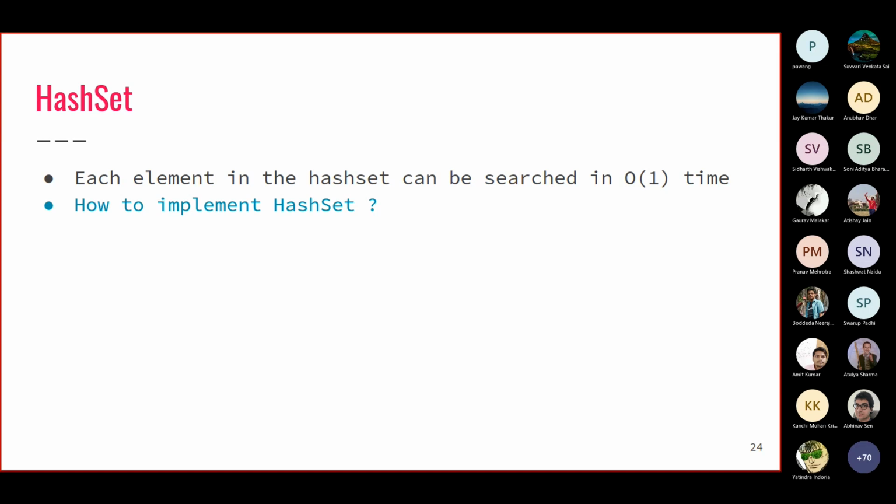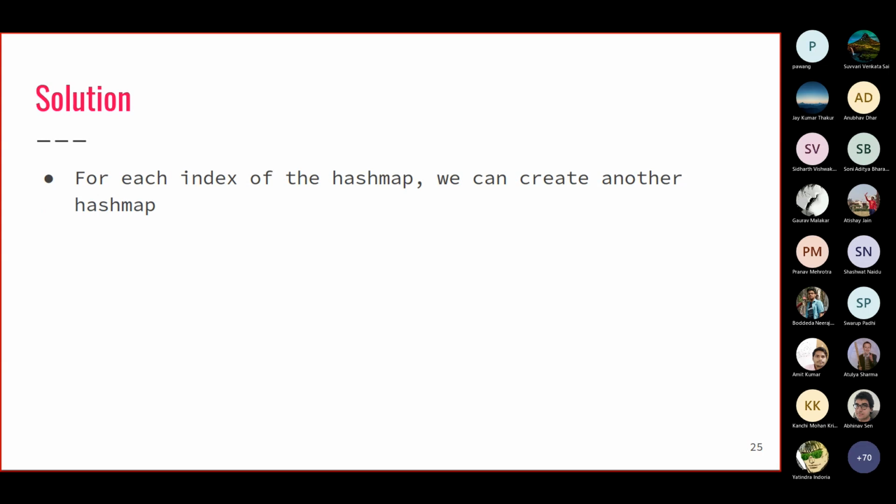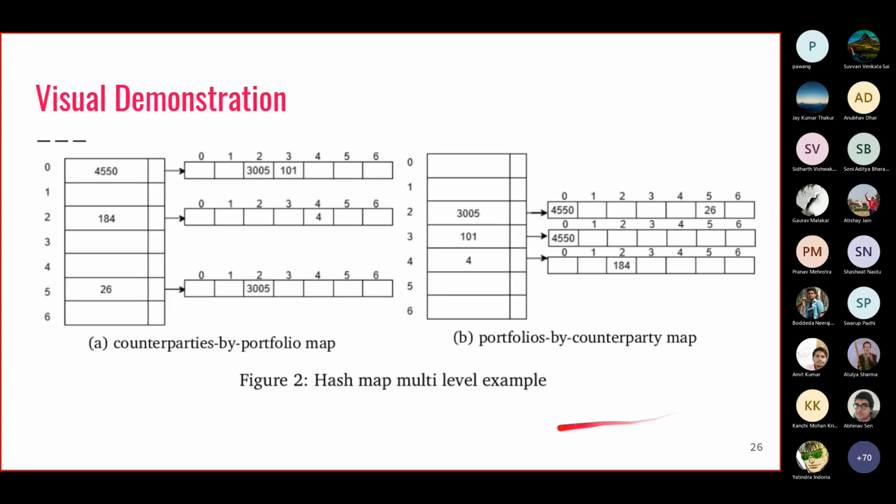So how to implement the hash set? As you said, for each index of the hash map, we create another hash map. And that way we can create the hash set. The visual demonstration could be like this. So the by-portfolio hash map will be like this, and the by-counterparty hash map will be like this.